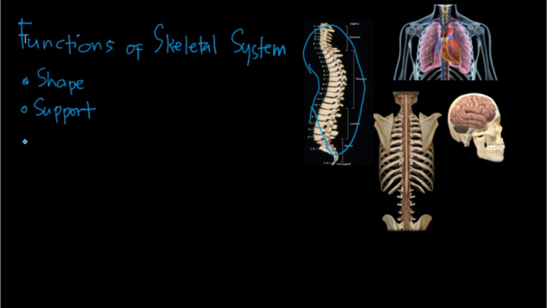Next function of your skeletal system is for protection. Why protection? It's because bones protect delicate internal organs, like your heart, your brain, and the spinal cord. How are they protected? If you can see the image here in the right corner, this is the thoracic cage or the rib cage, and inside of that portion is your heart.